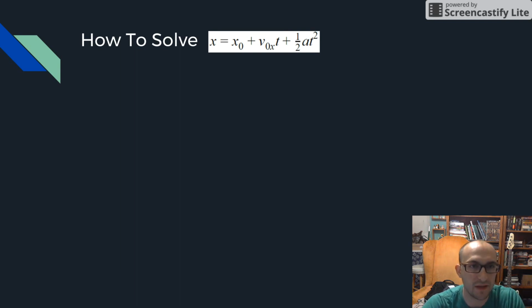This one's a little more complicated. I don't think you are ever going to be asked to calculate the initial position, nor do I think you're going to be asked to calculate the final position. So the first thing that I would do, at least mentally, is I would get rid of that x naught, subtract it from both sides of the equation, so you have x minus x naught equals v naught x t plus 1/2 a t squared. Because x minus x naught is our displacement.